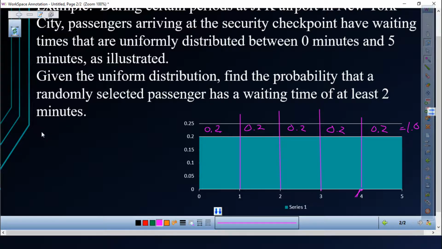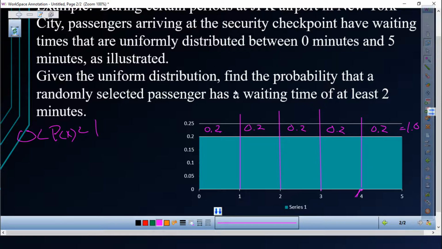Now remember, the probability of x is somewhere between 0 and 1. The probability of something: 0, it never will happen. 1, it most definitely will happen. And then the gray area is in between there.